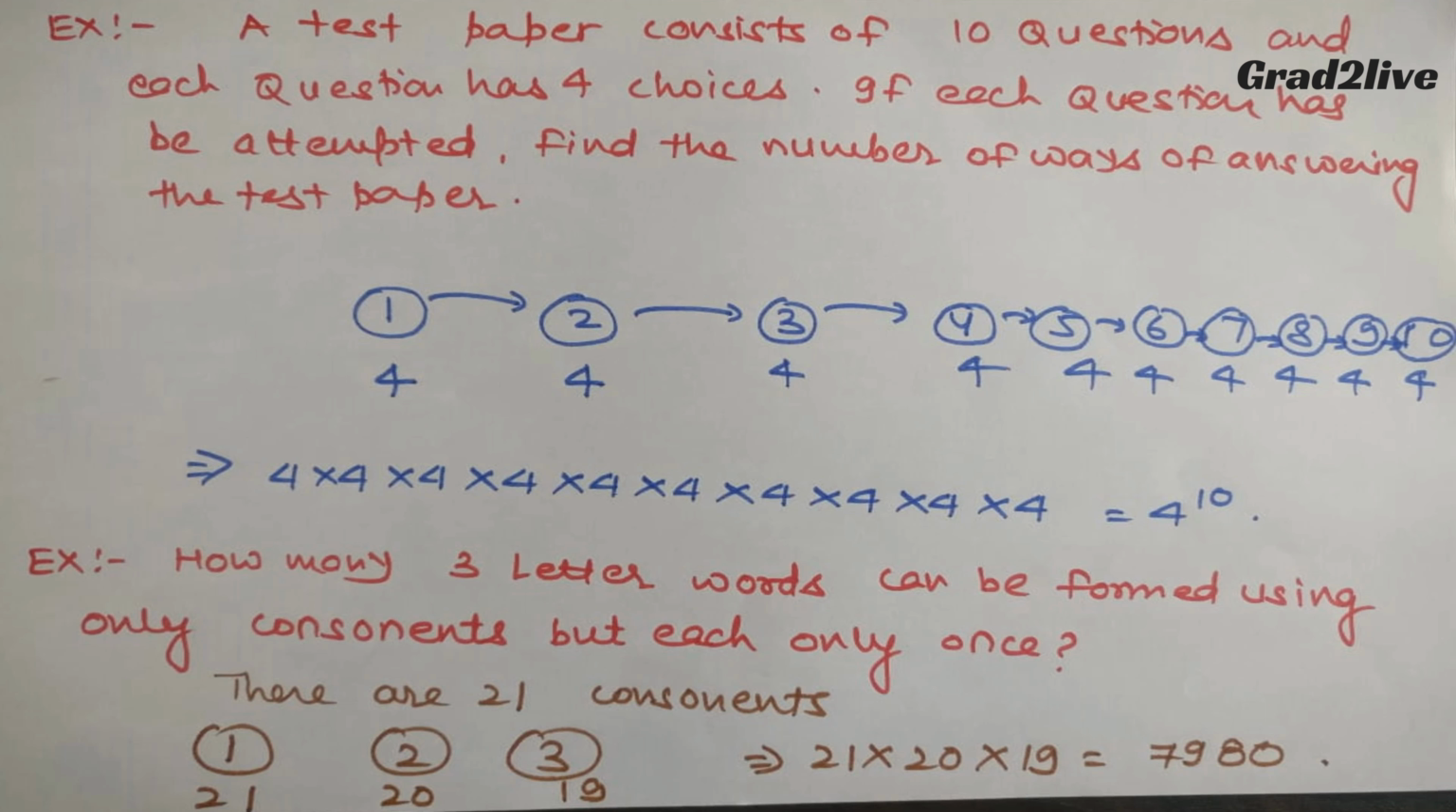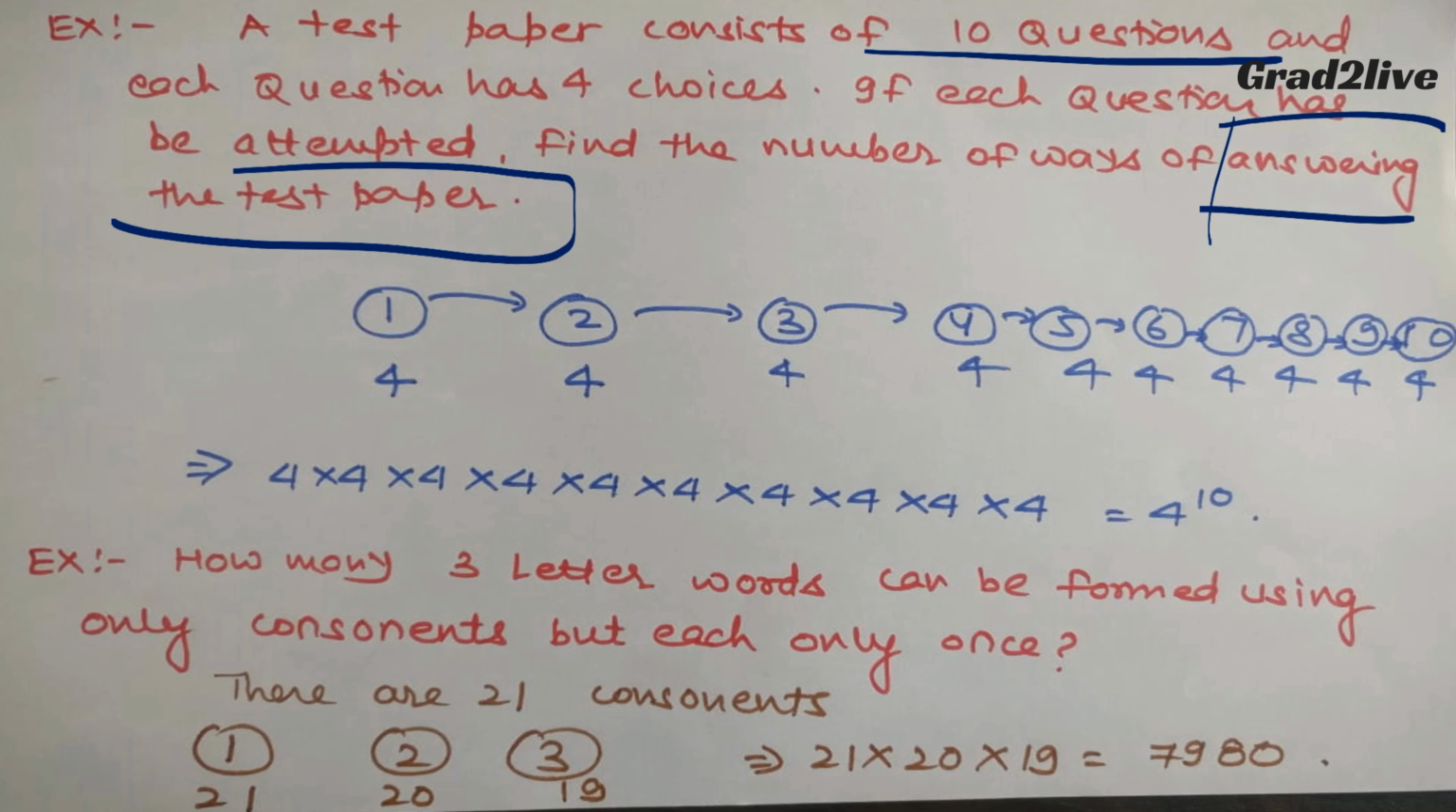Now let us see this question. There's a test paper which consists of 10 questions, and each question has 4 options, right? 4 choices. If each question has to be attempted, find the number of ways of answering the test paper. So the work is that you have to answer the test paper. This is the work w, and to answer the test paper you have to answer all the questions. Why? Because each question has to be attempted, right?